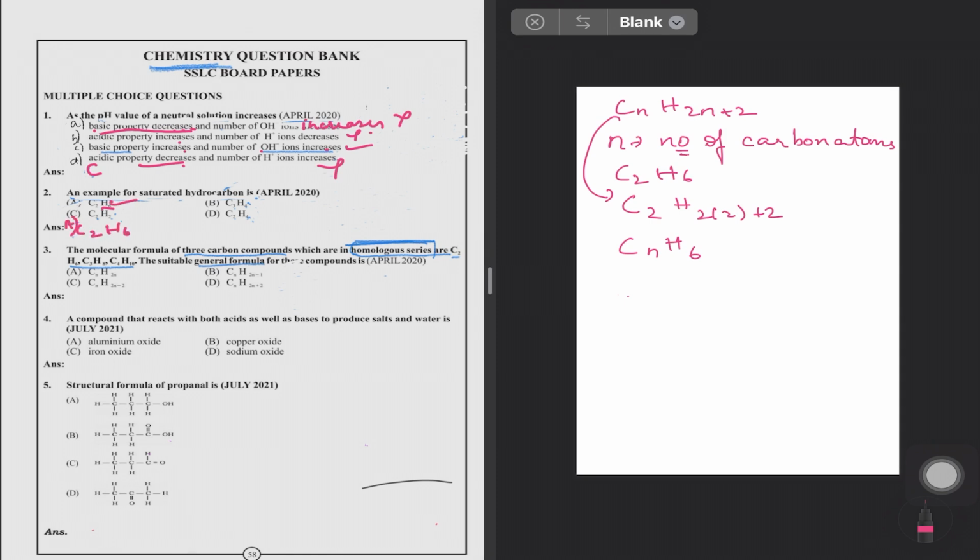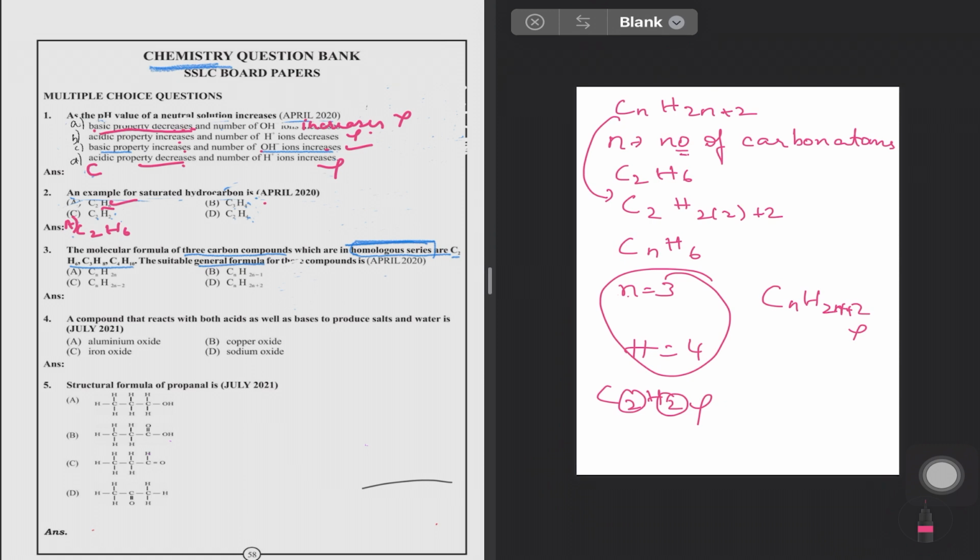We can check the second option, C3H4, where n is equal to 3, H is equal to 4. Is it satisfying CnH2n plus 2? No. Then the third option is C2H2, which is CnHn. So it is not satisfying this equation again. So option C is also not possible.